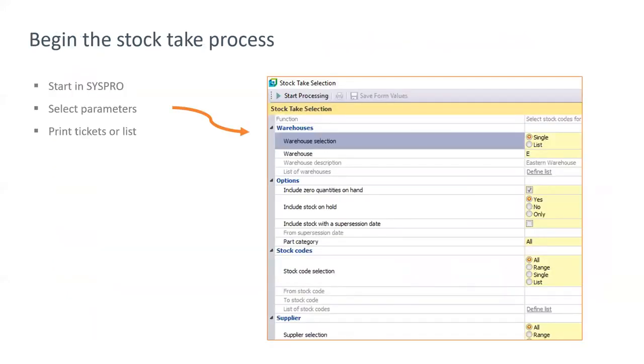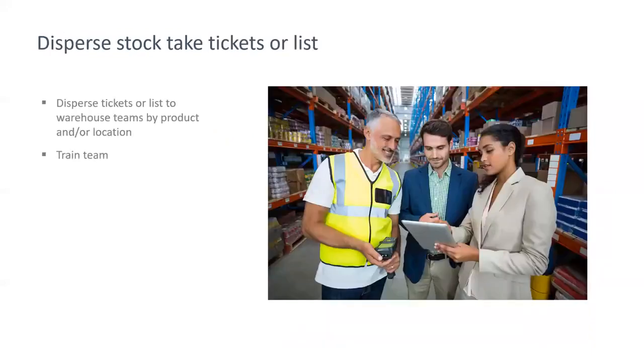So let's break these down a little bit further and walk through what each of these looks like. As a supervisor or warehouse manager, you're going to begin your stock take selection in Syspro, and this is where you're going to define the parameters for what you're counting, whether it's by warehouse, bin locations, stock codes, etc. There's ways to break that down on what's going to be counted. Now, once you've defined your parameters, you're going to select Start Processing. And if you're using tickets out of Syspro, you're going to print those stock take tickets as well at this point in time. So now that you've started that process, you're going to disperse your stock take tickets or list to your employees based on what they're going to be counting.